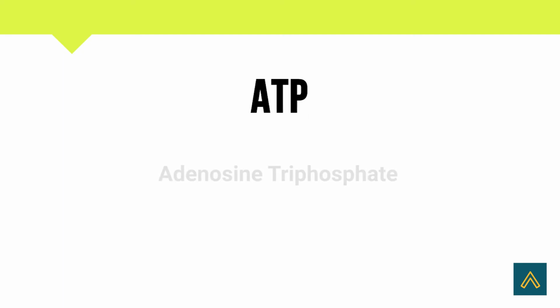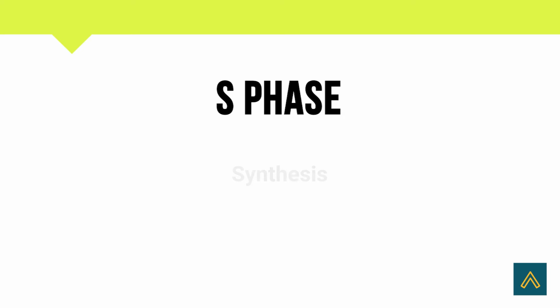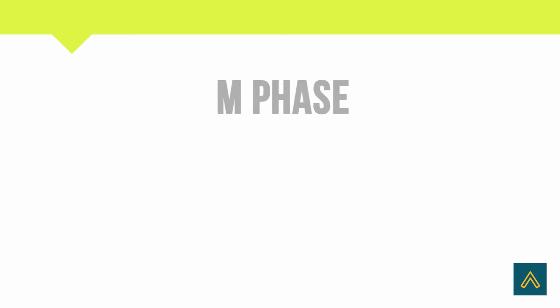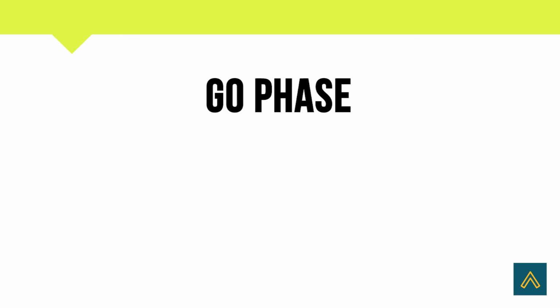ATP. The full form of ATP is adenosine triphosphate. G1 phase. The full form of G1 phase is GAP1. S phase. The full form of S phase is synthesis. G2 phase. The full form of G2 phase is GAP2. M phase. The full form of M phase is mitosis or meiosis phase. G0 phase. The full form of G0 phase is quiescent phase.